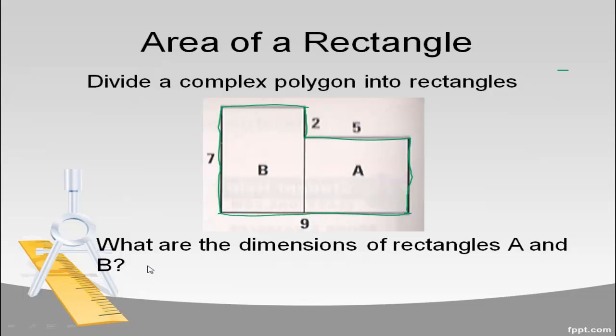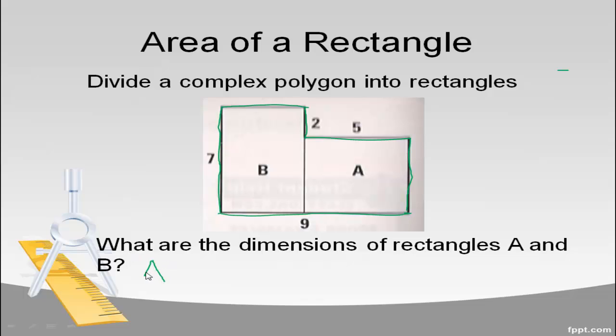So this is what we're talking about. I have a question here. What are the dimensions of rectangles A and B? What they're asking you is, what is the base of rectangle B, and what is the height of rectangle B? And also, what is the base of rectangle A, and the height of rectangle A? We need to find those in order to find area. So I'm going to change this question and ask, what is the total area? By doing this, we're also going to be answering the question that I've posted here.